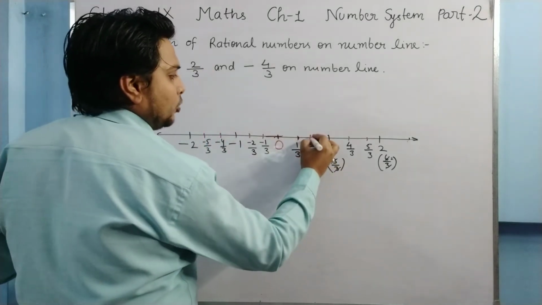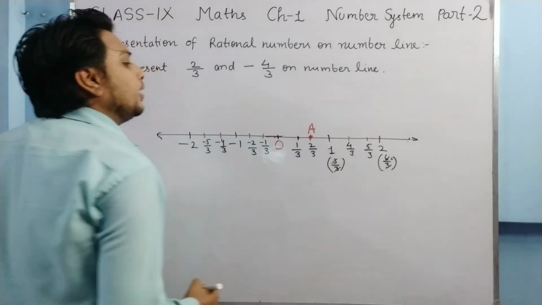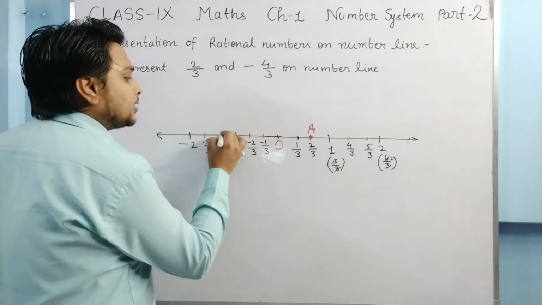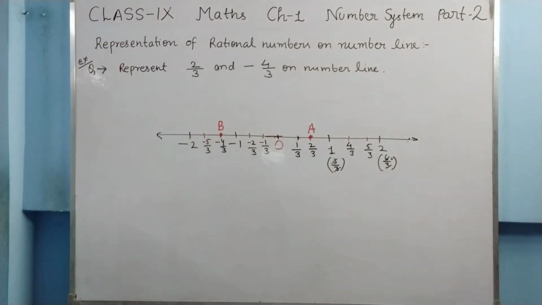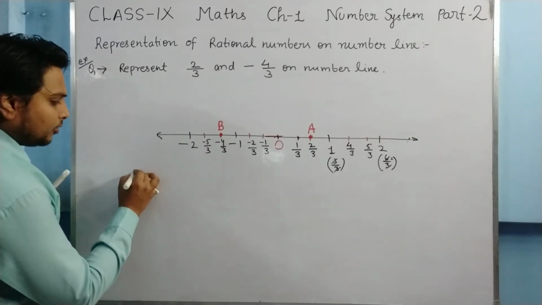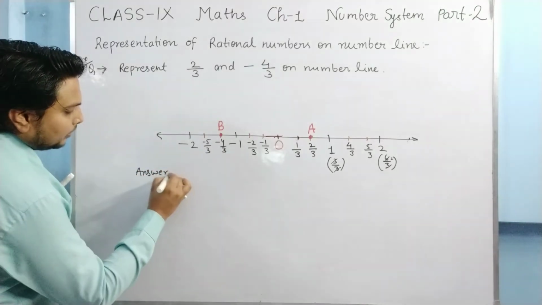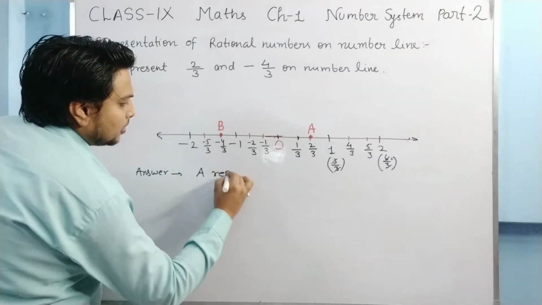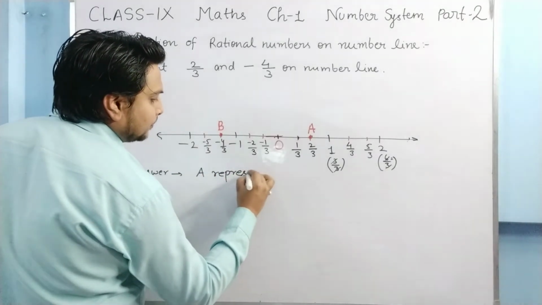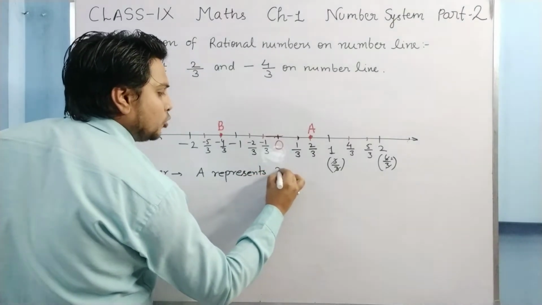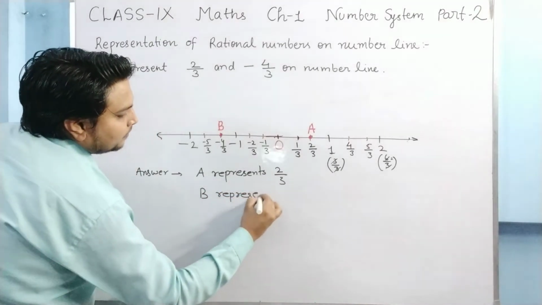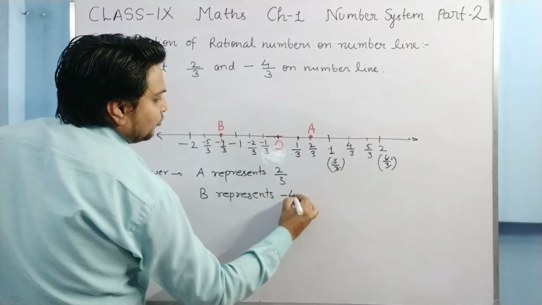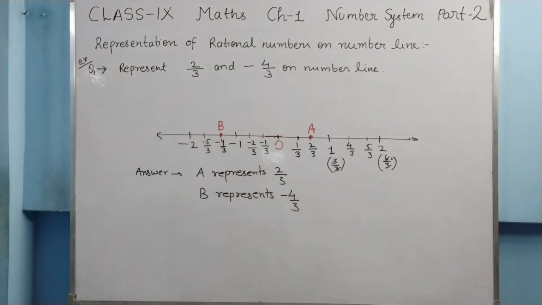So where is 2 by 3? 2 by 3 is here, na? Suppose this is point A, which represents 2 by 3, and this is point B, which represents minus 4 by 3. So at last you have to write the answer that A represents 2 by 3 and B represents minus 4 by 3. Okay, so like this you can show any rational number on the number line.